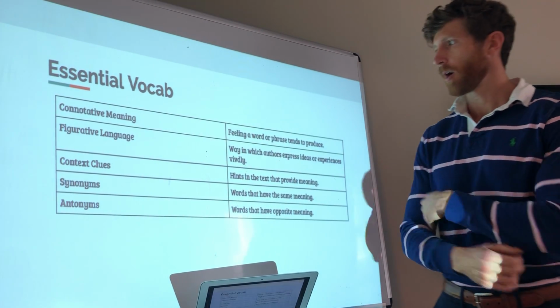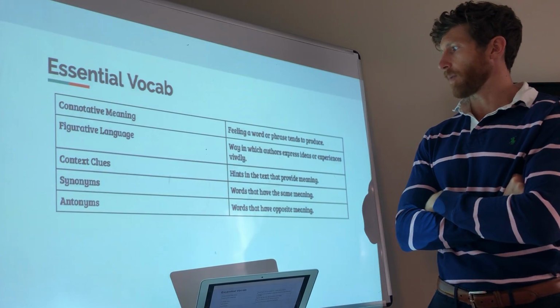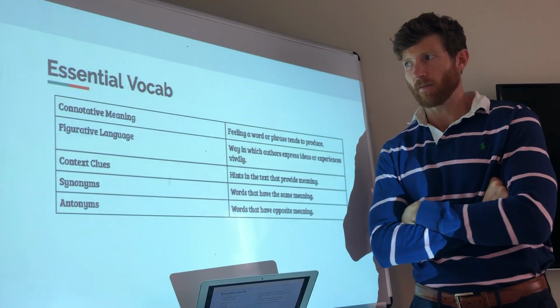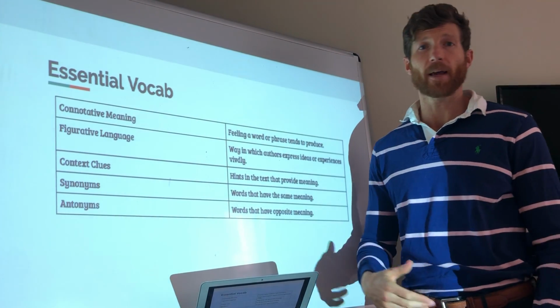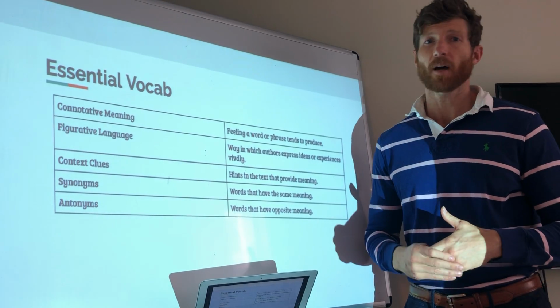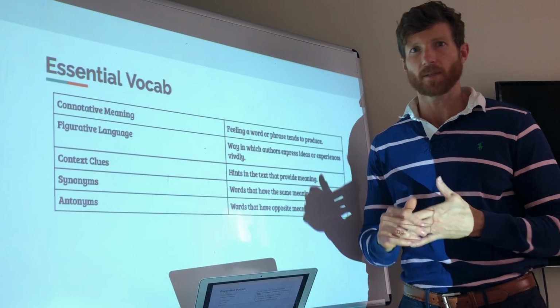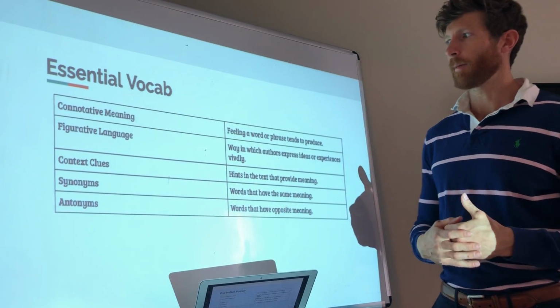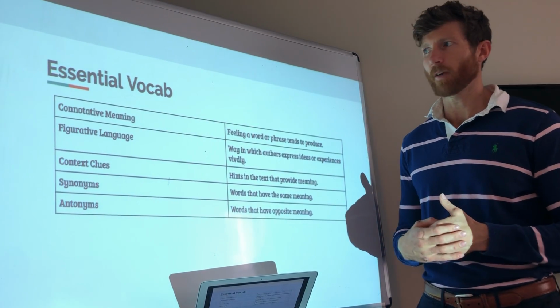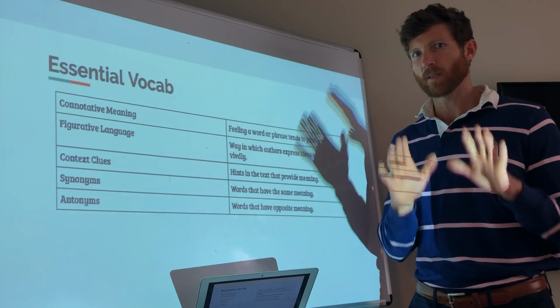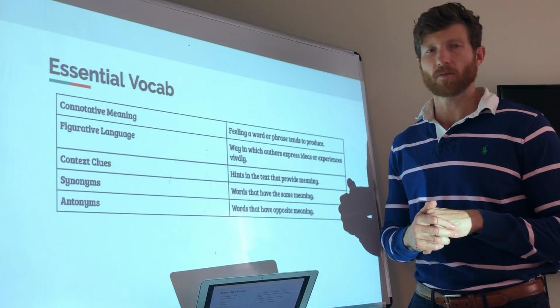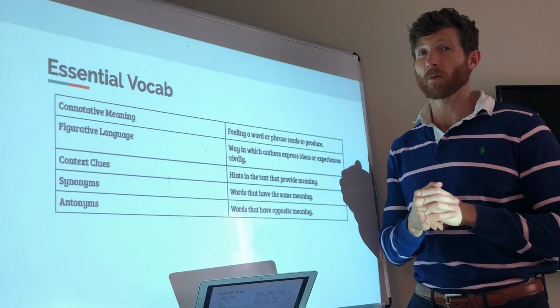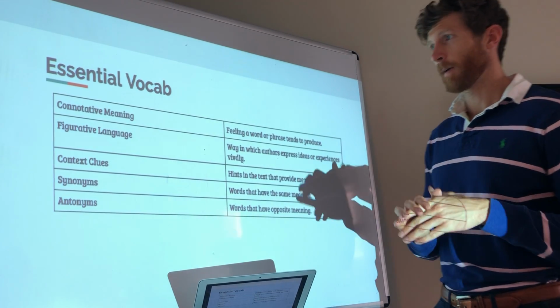Figurative language is a way in which authors express ideas or experiences vividly. Now, we've talked about figurative language a lot this school year. We've talked about similes, metaphors, personification, allusion, apostrophe. Today is going to be a review in terms of figurative language, but the skills that we've already covered in class are really going to help you today, especially when we're doing close reading of poetry.